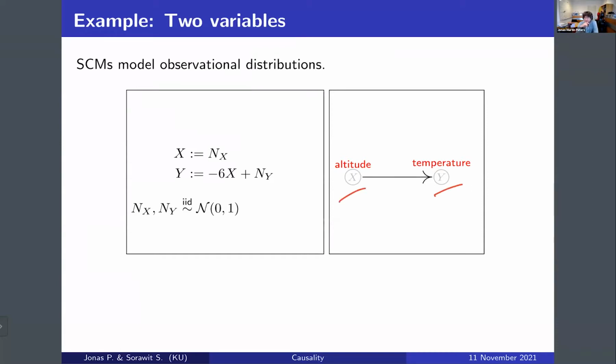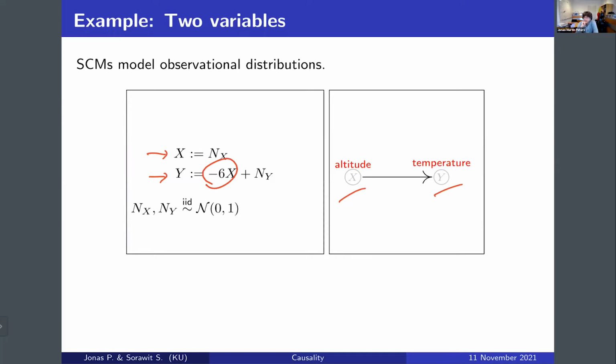So now, what is a structural causal model? A structural causal model just consists of two assignments, one for x and one for y. And here I chose a very simple form. So x is just a noise variable N_x, and y is just -6 times x plus some noise variable N_y. And the noise variables here are IID Gaussian with mean 0 and variance 1. Where does the -6 come from? Well, this is the idea that if you climb 1,000 meters, then the temperature drops roughly by 6 degrees.